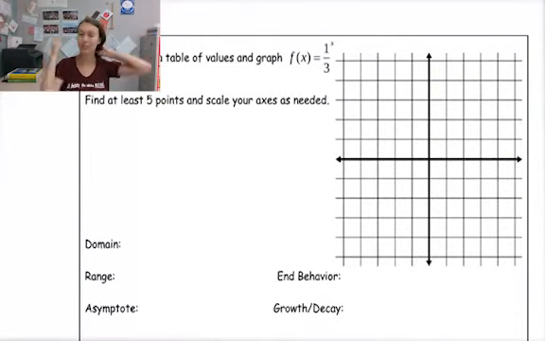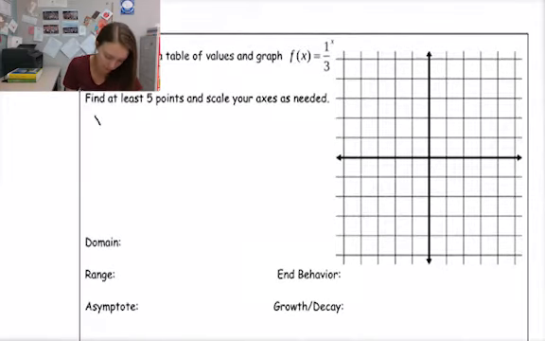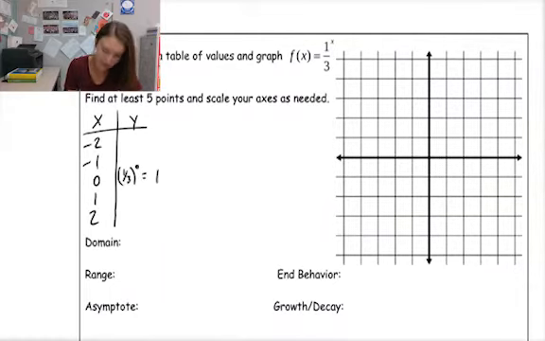So we have a similar function, but f of x is (1/3) to the x. Let's do the same thing. I'm going to speed up a little bit. So -2, -1, 0, 1, 2. (1/3) to the 0 power is still 1. Anything to the 0 is 1. (1/3) to the 1 power is 1/3. (1/3) squared is 1/9.